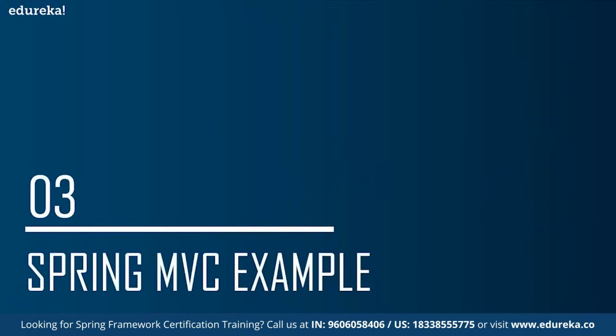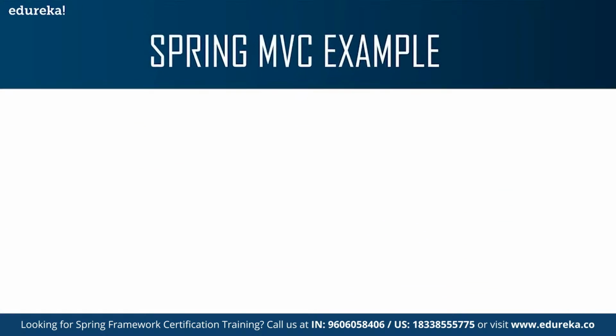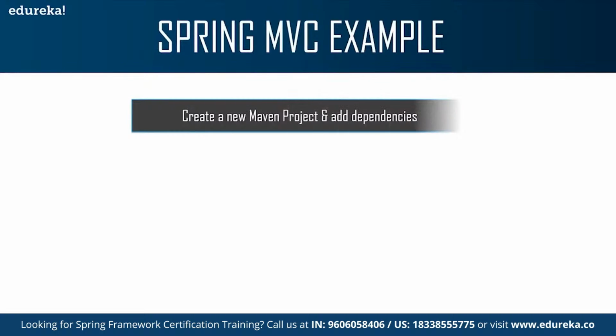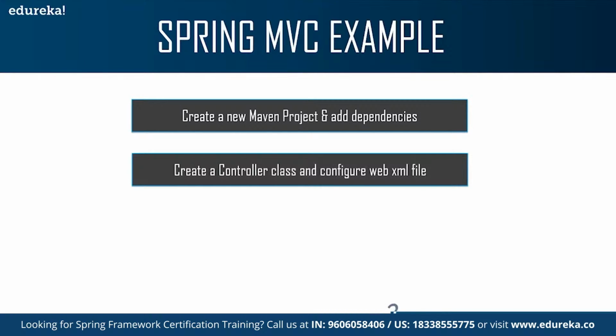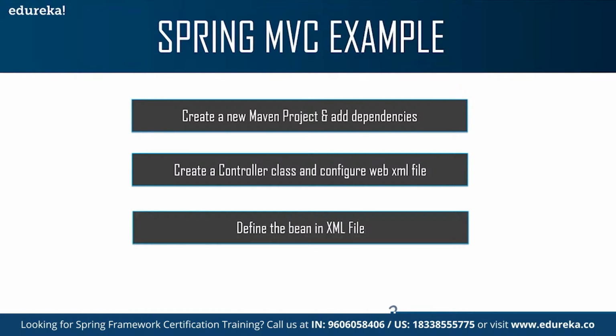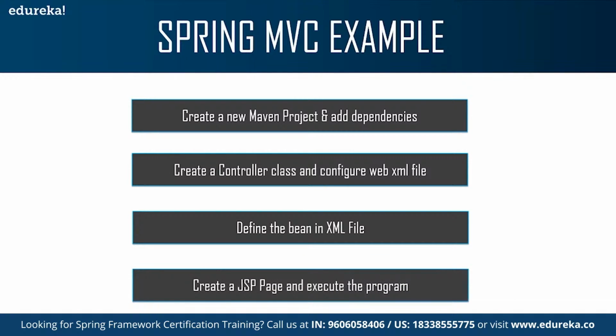Okay. Now let's move further and see a small example of Spring MVC. So there are various steps that you have to understand. First, you need to create a new Maven project and add all the dependencies. Then you have to create a controller class and configure the web XML file. And after that, you have to define the bean in the XML file. And then you need to create a JSP page and execute the program, right? So now let's see how it works.